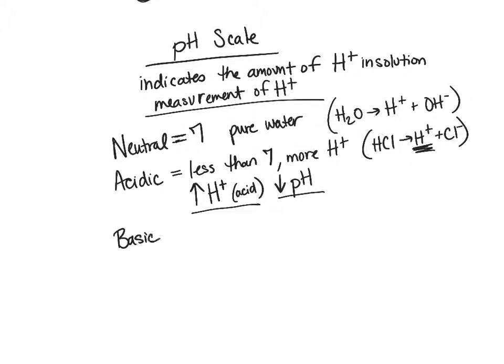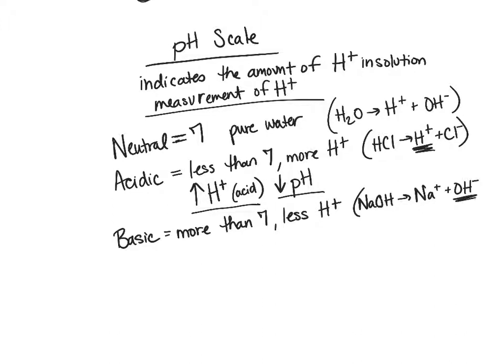Then we have our basic side of the pH scale, which of course would be more than 7, which means less hydrogen ions. Remember that was something like NaOH, which did not release hydrogen ions or do anything with hydrogen ions, but what it did was increase hydroxide ions, which means that there's more hydroxide than there is hydrogen. So in this case, there's less hydrogen ions, per se, which means we have a higher pH. So a decrease in hydrogen ions is an increase in the pH, so a number greater than 7.